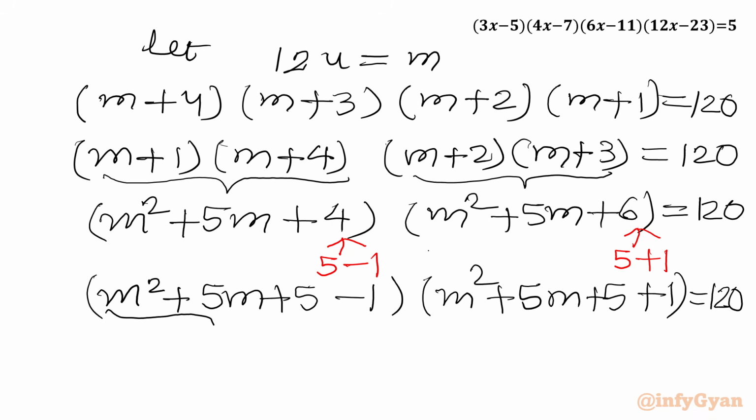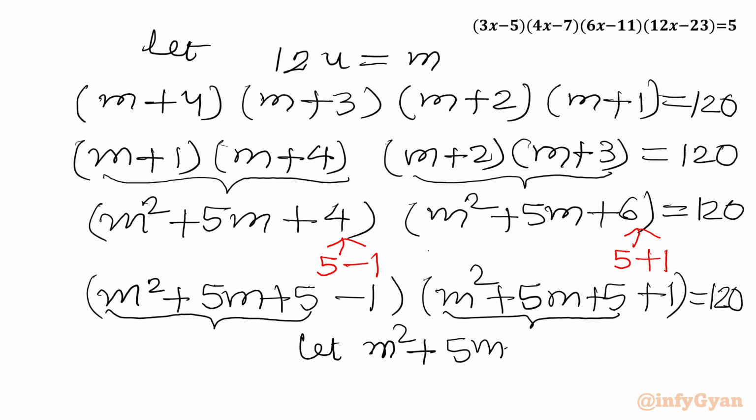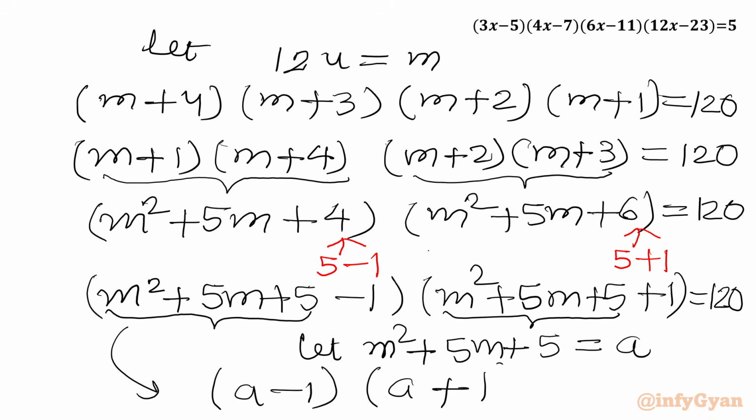Now, if I consider this as a, then here we have a minus 1 times a plus 1. So let us assume m square plus 5m plus 5 equal to a. Then we can write a minus 1 times a plus 1 equal to 120.